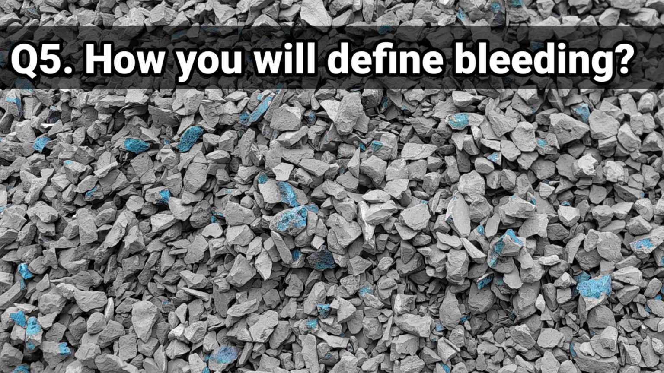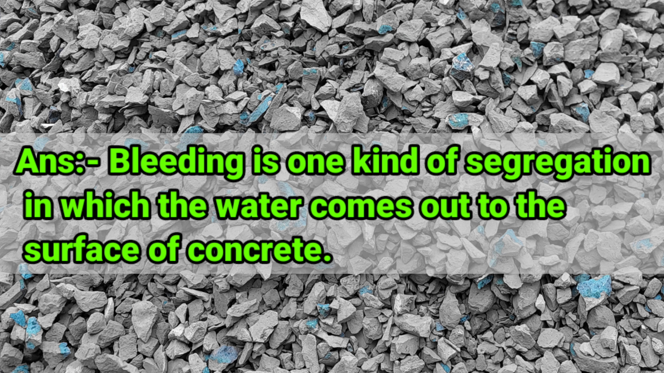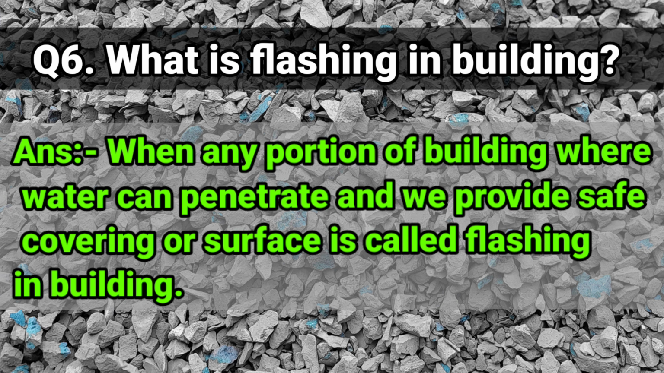How you will define bleeding? Bleeding is one kind of segregation in which the water comes out to the surface of concrete. What is flashing in building? When any portion of building where water can penetrate and we provide safe coverings or surface is called flashing in building.